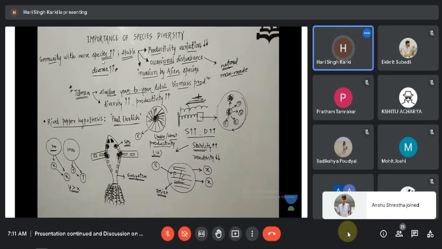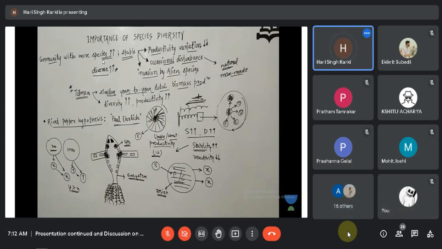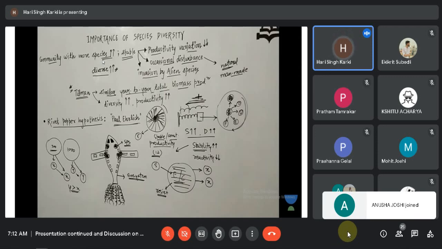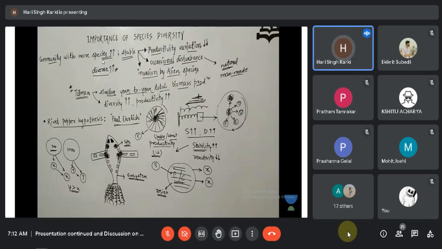If it is stable, then there may be productivity variation. There may be occasional disturbance on the earth or on nature, on the ecosystem, or there may be some sort of invasion by alien species. We call this occasional disturbance; it may be natural, created by nature itself, or it may be man-made. So there are both disturbances, natural as well as man-made, that regularly, occasionally disturb the ecosystem.